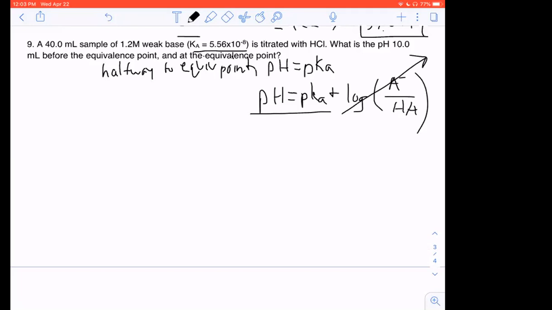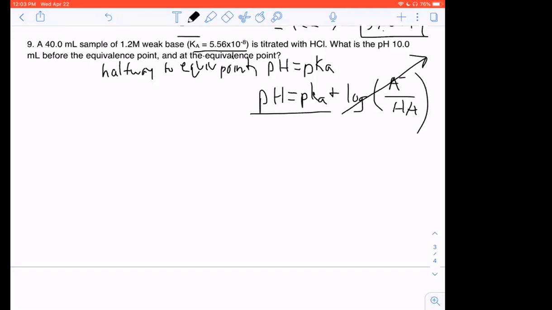So this problem is not at halfway to the equivalence point, so it won't come in handy here. But definitely I'd recommend you remember that for the test, because you can just use that little shortcut if it ever asks you something involving halfway to the equivalence point. So remember, that's only halfway to the equivalence point, but there is that little shortcut there.